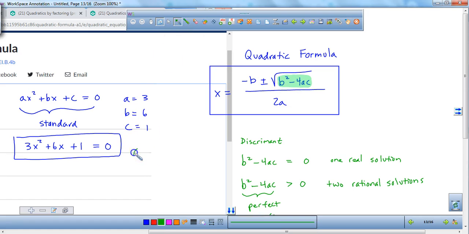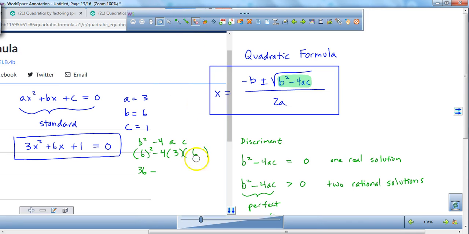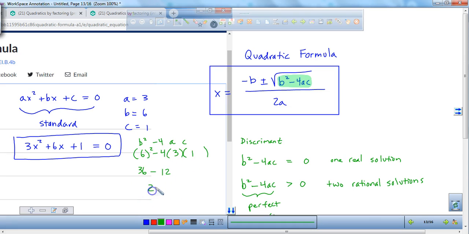We are going to take b, which is 6, squared, minus 4 times my a value, which is 3, times my c value, which is 1. So b squared minus 4ac. 6 squared is 36, minus 4 times 3, which is 12. Oh, my c value is 1, not 6. My bad. Always important when you're plugging in numbers to plug in the right numbers. So 4 times 3 is 12, so we have 36 minus 12. Our discriminant is the number 24.